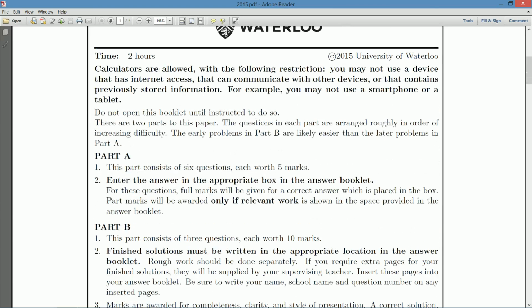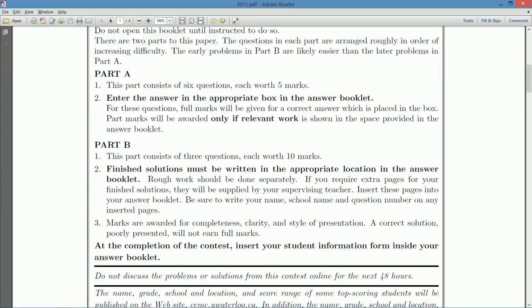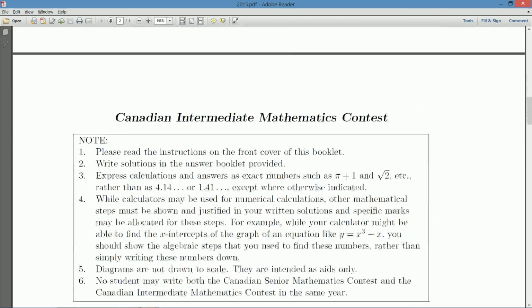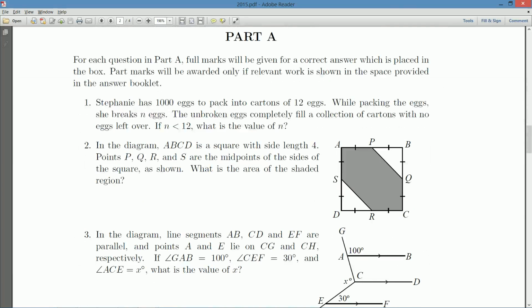So let's take a look. It's always a good idea to read the contest before you start it. There's a 2-hour time limit, and calculators are allowed. Other things to note: for Part A, we just need the final answer, whereas for Part B, we have to write full solutions. If you haven't seen any of my videos before, I write full solutions out to everything, and I take my time and try to explain what I'm doing with each question. That said, let's dive in and look at question 1 right now.